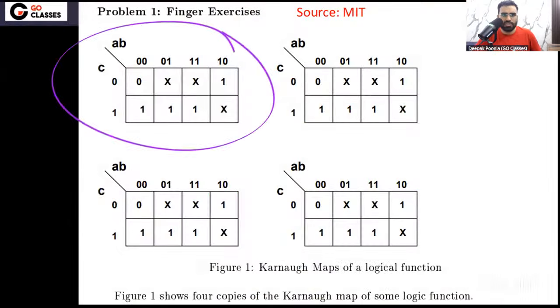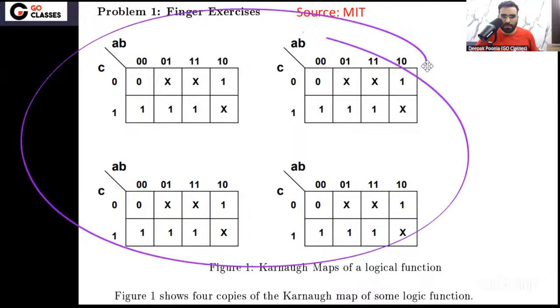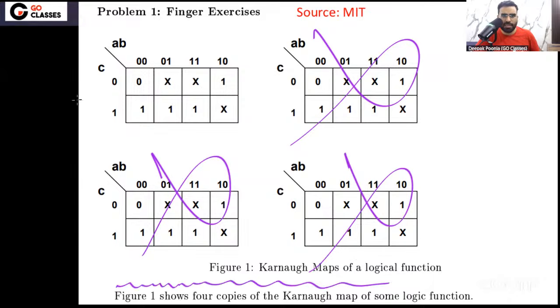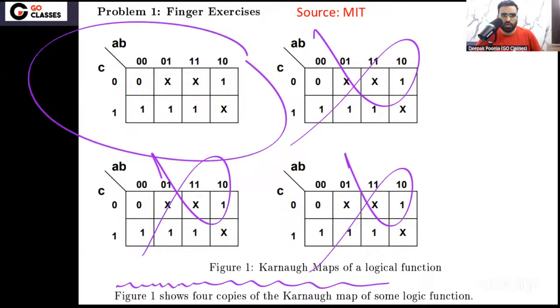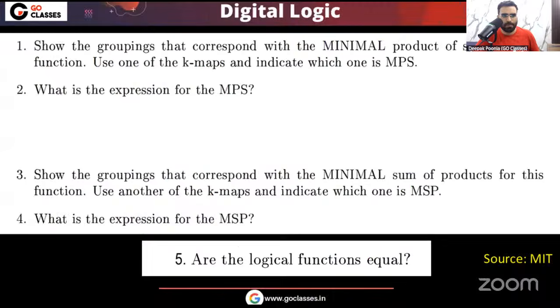So today, let's solve this question. A K-map is given to you. Here, remember, these are basically 4 copies of the same K-map. So just ignore the remaining 3 copies, because Figure 1 shows 4 copies of the same K-map. Just focus on one copy of this K-map. Based on this K-map, there are a total of 5 questions. You can see questions 1, 2, 3, 4, 5.